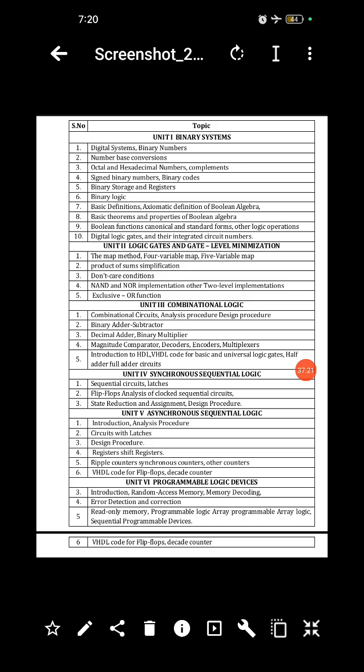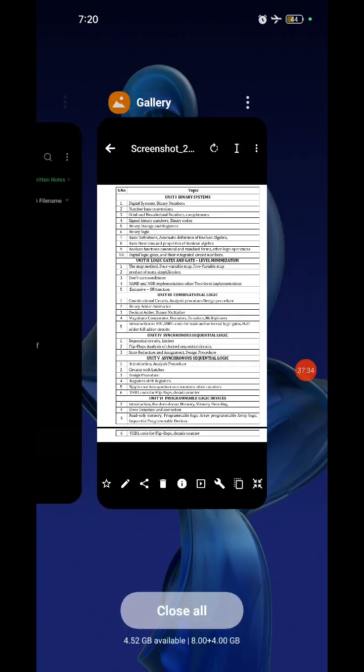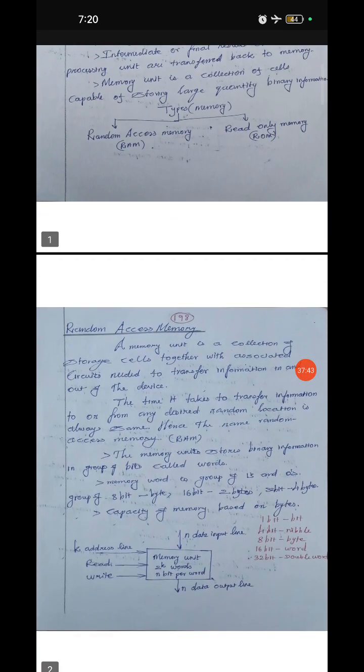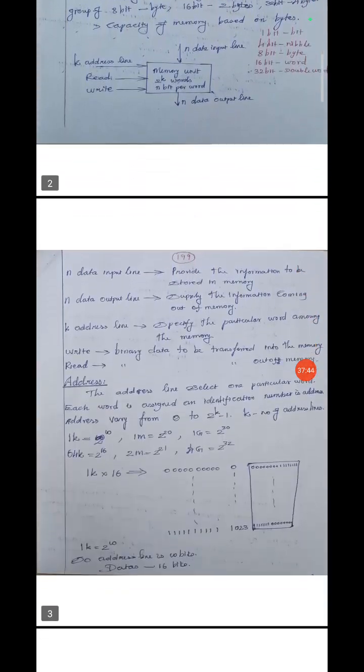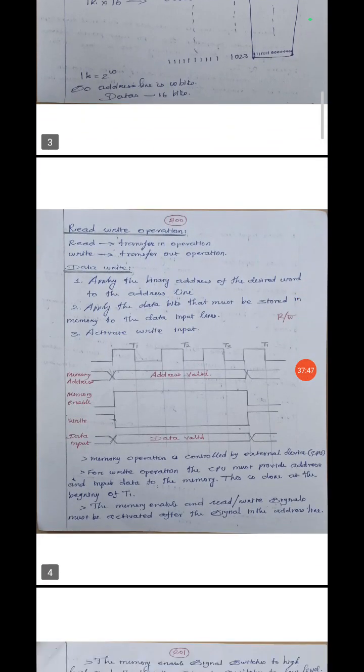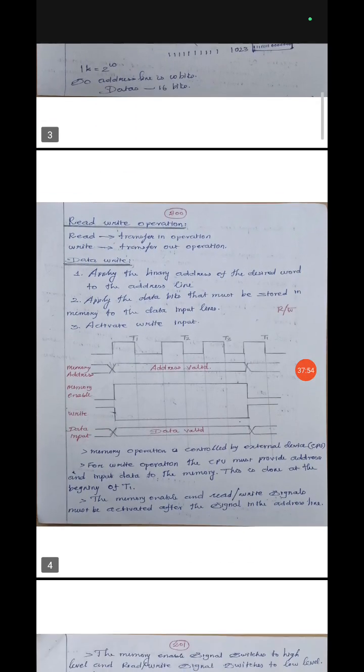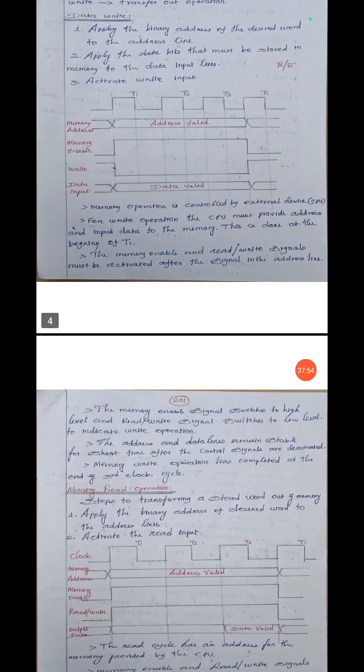Study all the topics: RAM, ROM, then PLA, then PAL. Then VHDL code for decade counters. Let me see the unit 6 notes. So in unit 6 it is programmable logic. The first is random access memory, RAM. What is RAM? What is a memory cell? How does the read operation take place in RAM? They will ask how to perform a read operation and how to perform a write operation. So you have to draw the timing diagram. Memory read operation and memory write operation are very important.